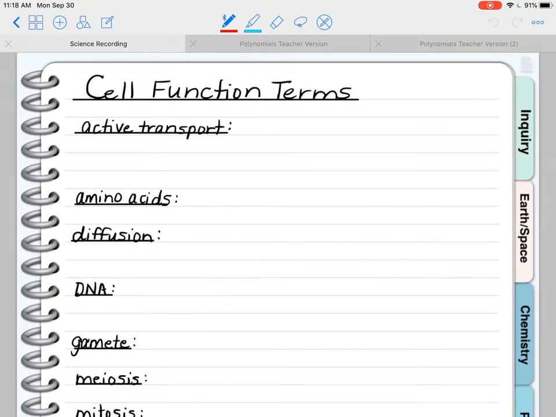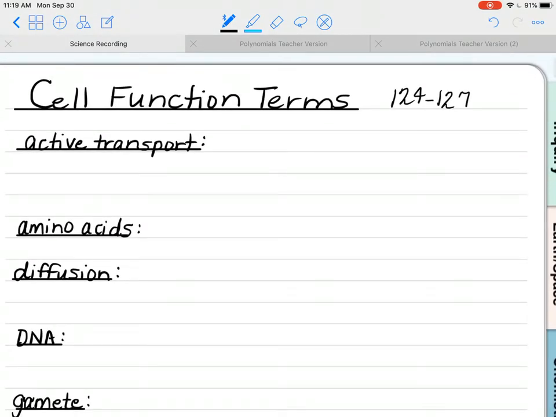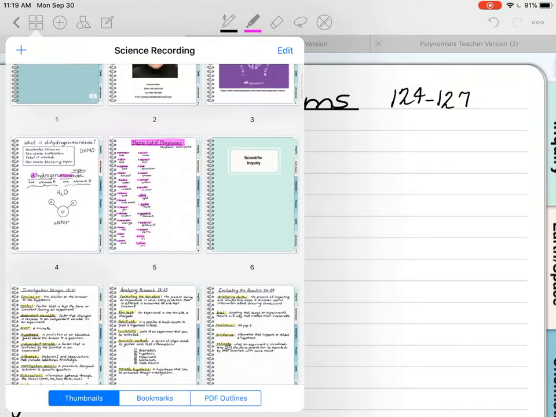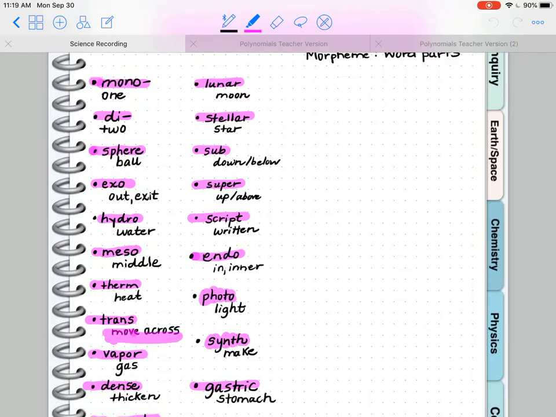Okay, if you're following along in the textbook, this is pages 124 to 127. And I just have some more terms for you. These relate to things that are going on inside cells. Active transport. And I'm sure we have trans on our morphemes list, but if not, let's go ahead and look back there. We have covered so much stuff. Okay, we're looking for trans, and there it is, to move across, right there.